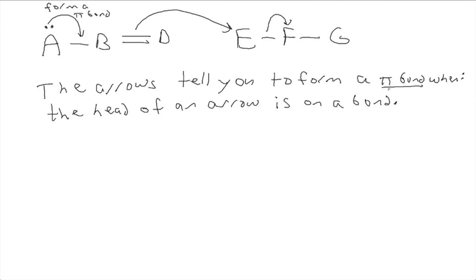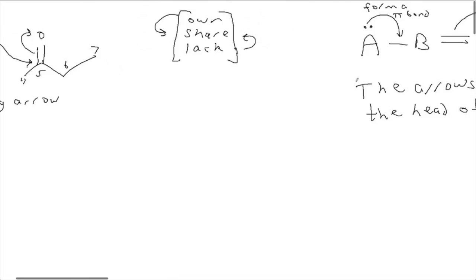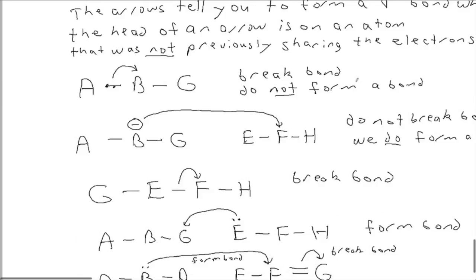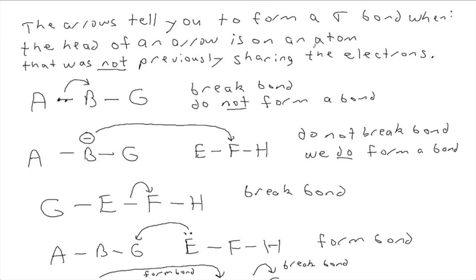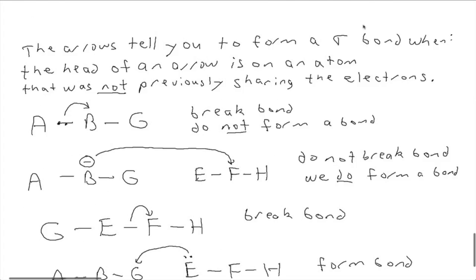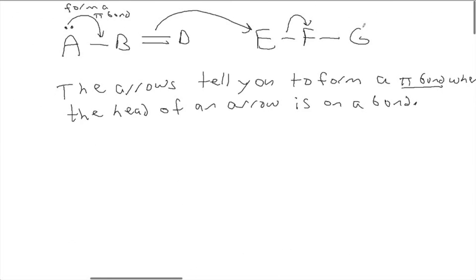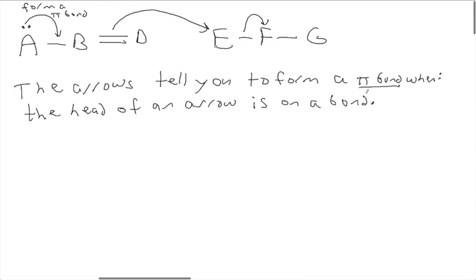So notice it's easier to tell when you're forming a pi bond than a sigma bond. The rule for forming sigma bonds was a little bit subtle. The rule for forming sigma bonds was based on whether the head of the arrow was on an atom that was not previously sharing the electrons. That's a little bit of a subtle rule for forming sigma bonds. But the rule for forming pi bonds is very straightforward. You form a pi bond when the head of the arrow is on a bond. You already kind of figured that out without me even telling you the rule. So that's good.